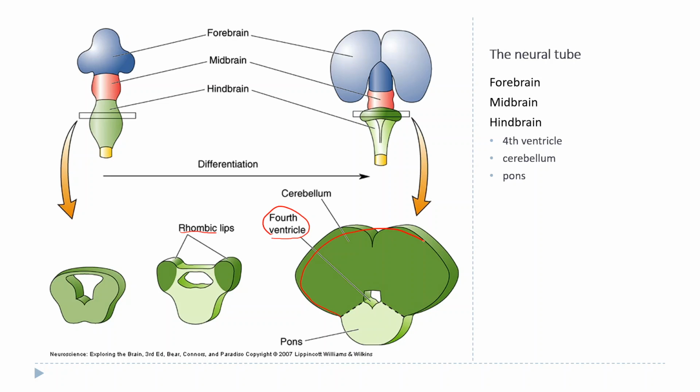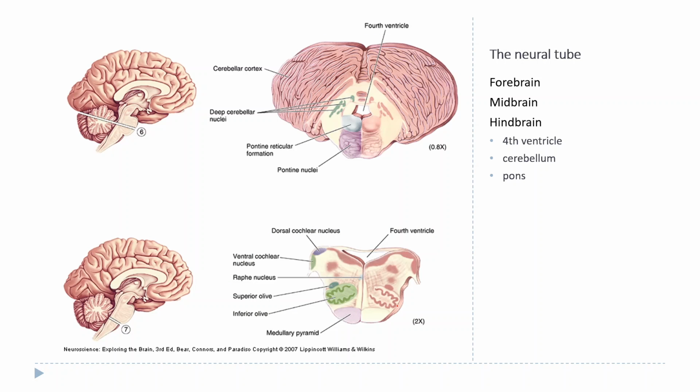So the cerebellum is this relatively big structure that forms on the dorsal surface of the hindbrain with the fourth ventricle underneath it. And then at the very bottom, the ventralmost part of the hindbrain forms this structure called the pons. And so those are two of the parts of the hindbrain. You can see here in the adult brain what it looks like.